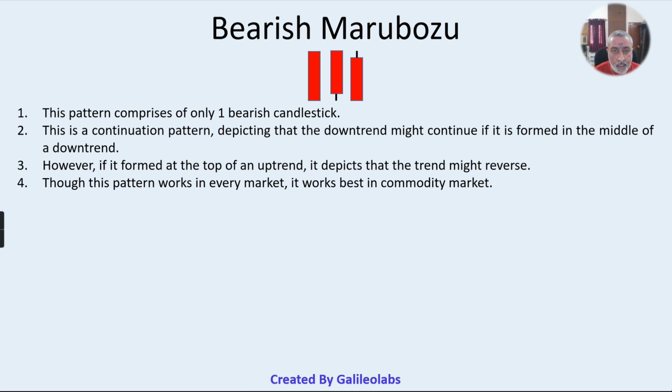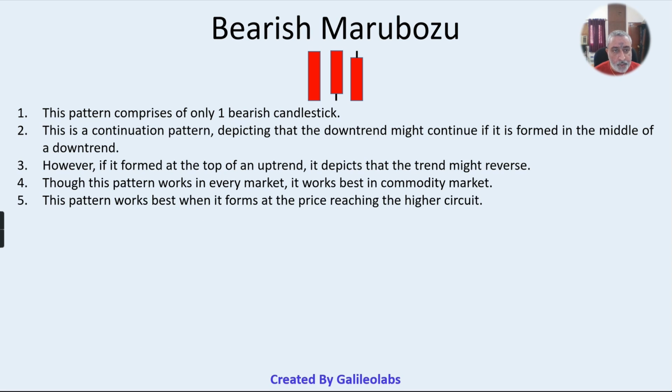Though this pattern works in every market, it works best in the commodity market. As in the case of bullish Marubozu also, there are many types of markets like forex, equity, F&O, commodity market. So this pattern, though it works in all the markets, works best in the commodity market. Now bullish Marubozu was said to work well when it was about to touch the lower circuit. On the contrary, this bearish Marubozu works well when the price is about to hit the higher circuit.